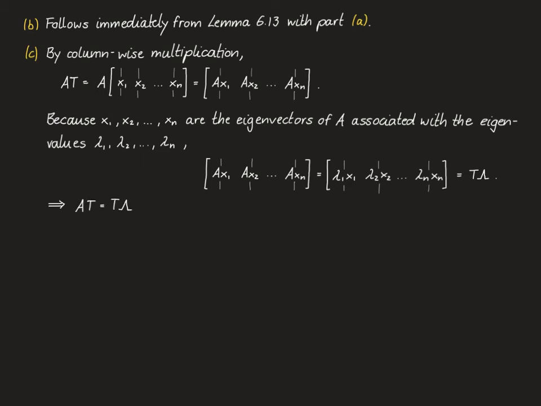Reading this from the beginning to the end, we get AT is equal to T lambda, and since by part B T is invertible, we get lambda is equal to T inverse AT. So this concludes our proof of theorem 7.7.